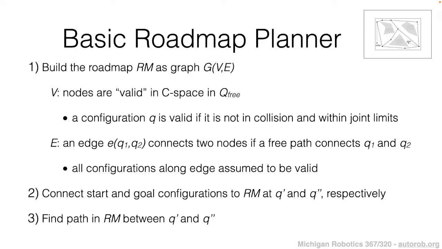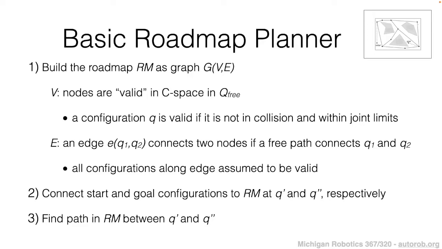So we say that a configuration Q is valid as long as it is not in collision with an obstacle within the world, and as long as it is within the joint limits, where those joint limits are applicable for our configuration space. And correspondingly then, an edge will connect two nodes within this graph if there is a free path within configuration space connecting the configuration Q1 and Q2 respectively. And so all configurations along the edge are then assumed to be valid, so not in collision with the world and within the joint limits.